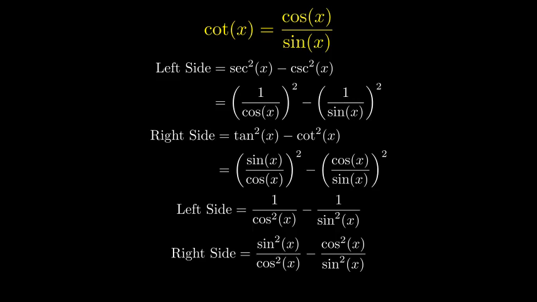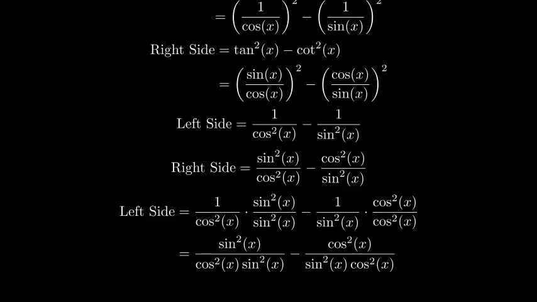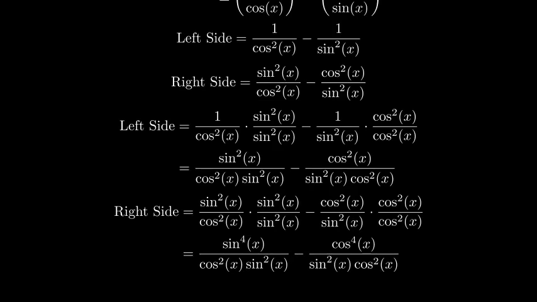To make these expressions easier to compare, let's get a common denominator on both sides. For the left side, we'll multiply both fractions by sine squared over sine squared and cosine squared over cosine squared, respectively. For the right side, we'll multiply the first fraction by sine squared over sine squared and the second by cosine squared over cosine squared to get the same denominator. Now we can see that both sides have the same denominator, cosine squared times sine squared.